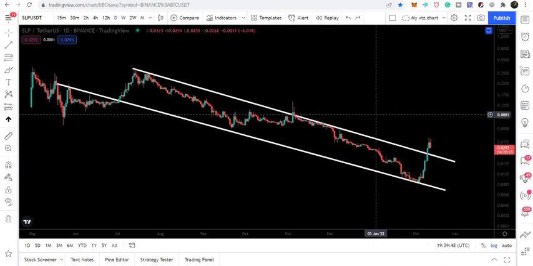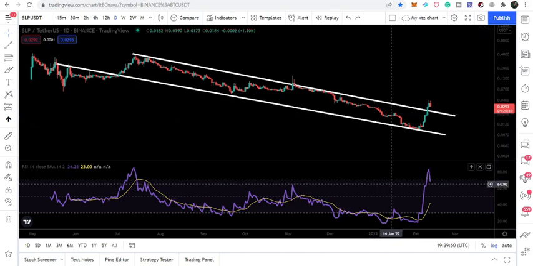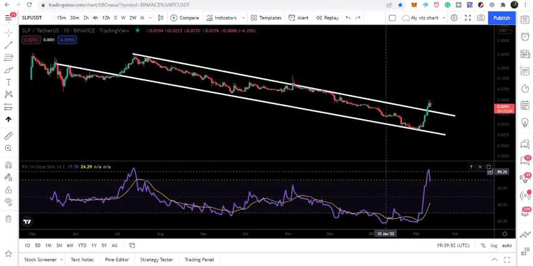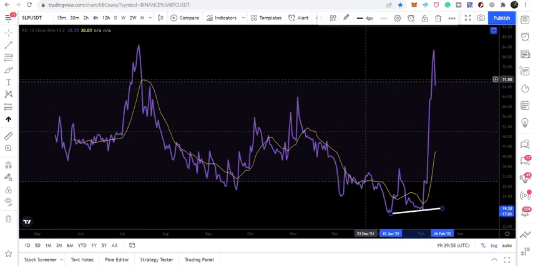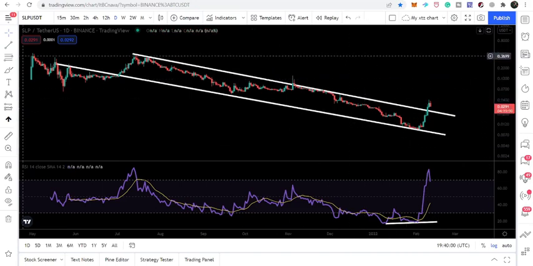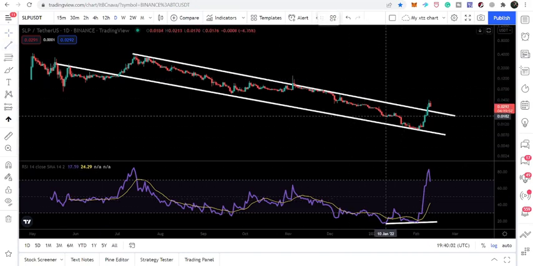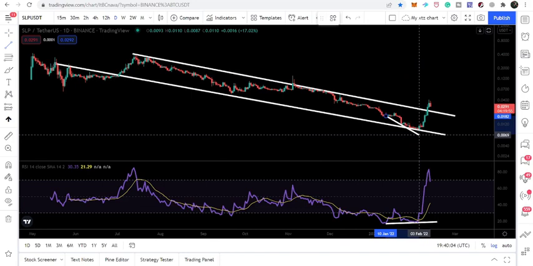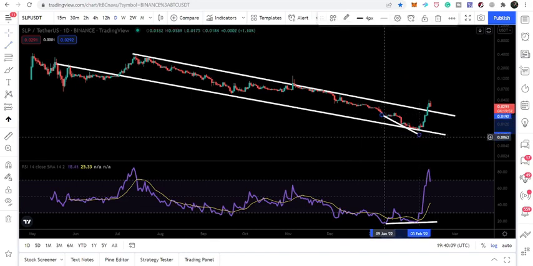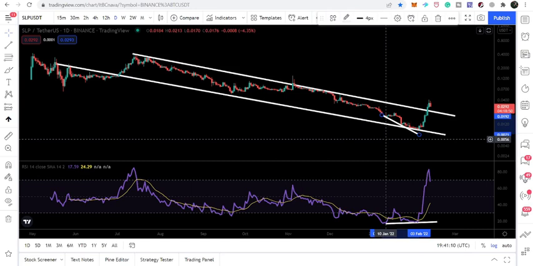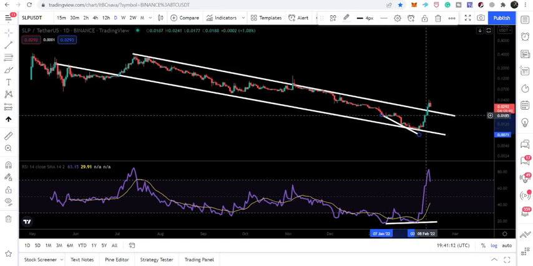If we take a look at the oscillator, we can see that there was a bullish divergence behind this breakout, as the RSI was forming a higher low than the previous low, while the price line was forming a lower low than the previous low. So there was a bullish divergence while the price line was breaking out of the resistance of the down channel. Therefore, there is a very high probability that this move to the upside will continue.